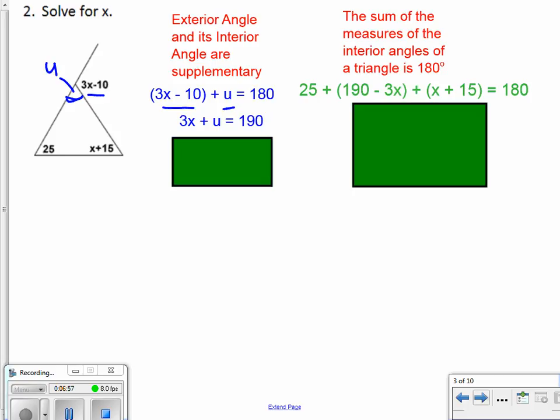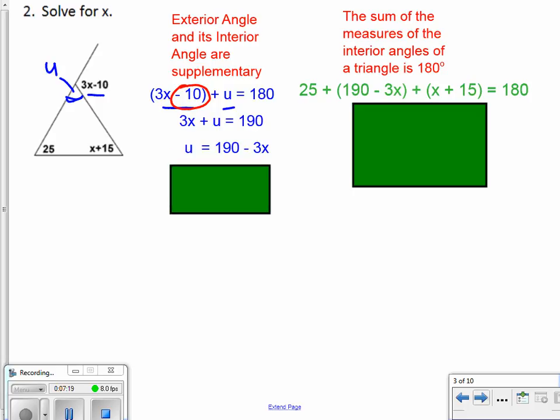So I can solve for u then. I would just add that 10. Here we have a minus 10 or a negative 10. I could add that to both sides and get 3x plus u equals 190 degrees. And again, if I wanted to get u all alone, or just that angle, I would subtract 3x from both sides. So whatever this angle here, u is, instead I can replace it with 190 minus 3x.